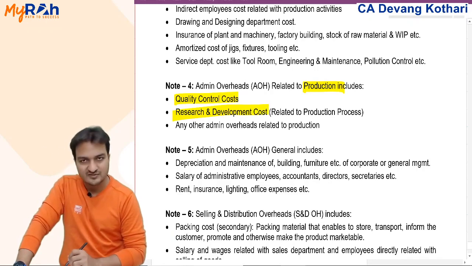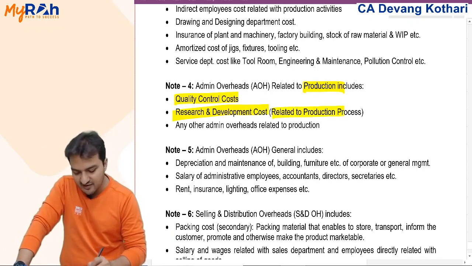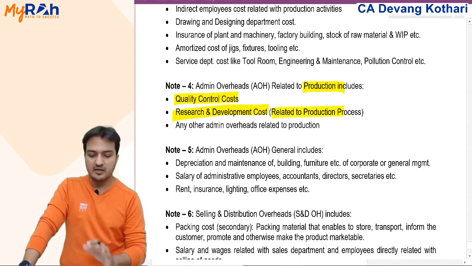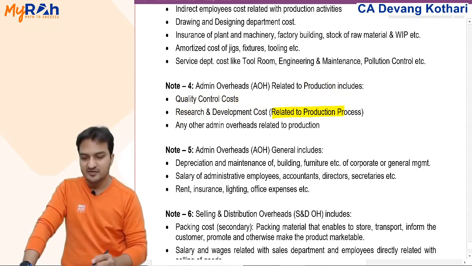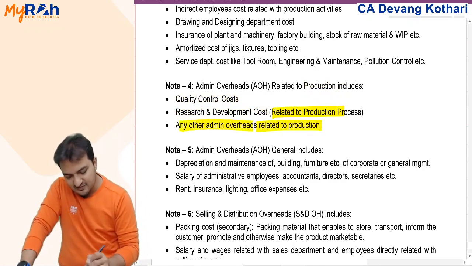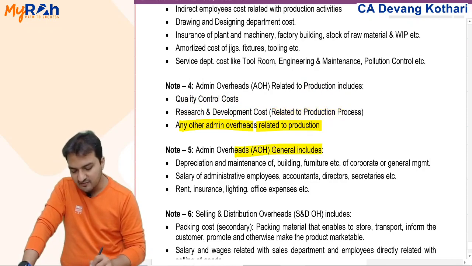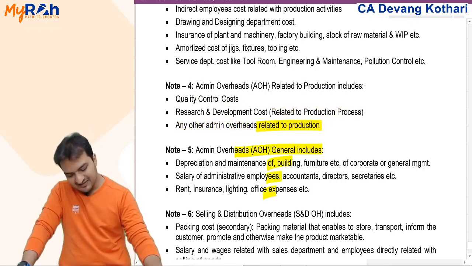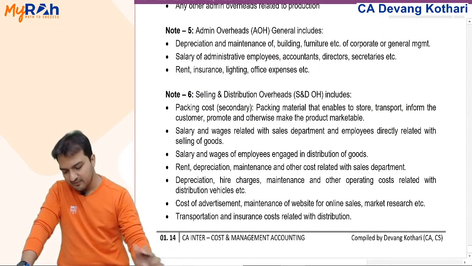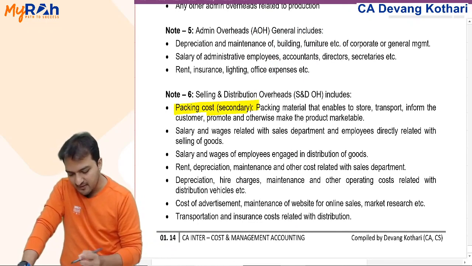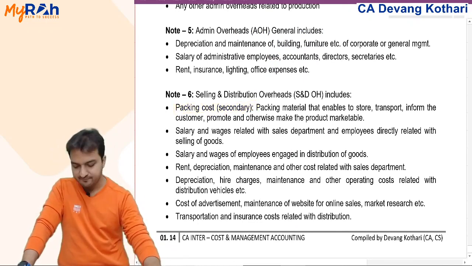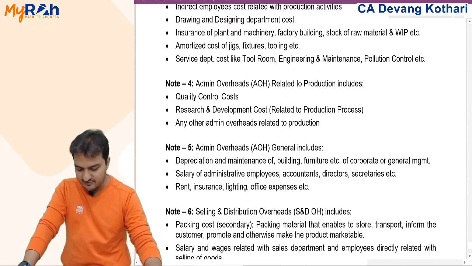Research and development cost. Research and development cost related to production process will be incurred for all the production units. Any other admin overheads related to production. General admin can have many examples that you can read. Selling and distribution also can have many examples, in which secondary packaging is included here. Anyways, these were some examples here.